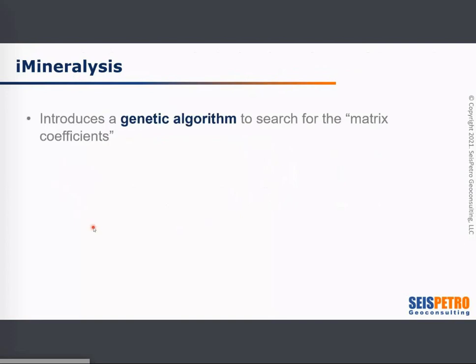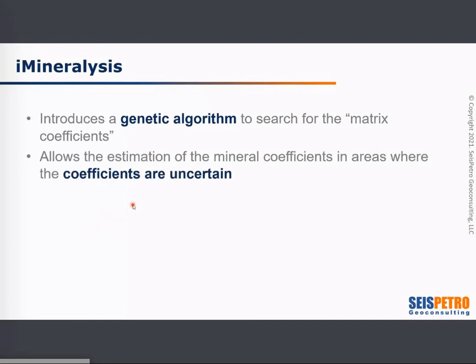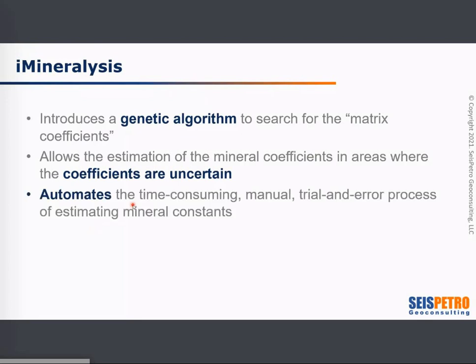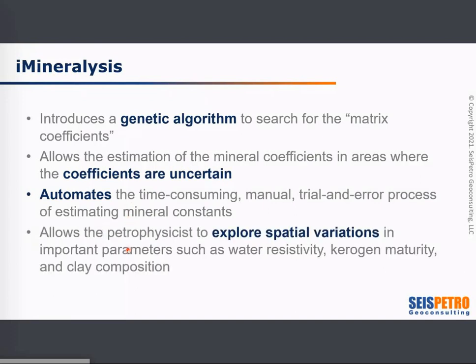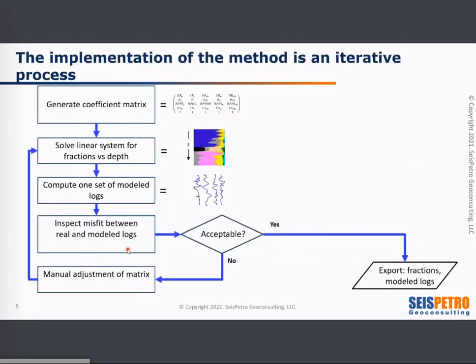So in summary, I'm going to give a summary of iMineralysis now, and then I'm going to explain how we do it. It introduces a genetic algorithm to search for the matrix coefficients. It allows the estimation of those mineral coefficients in areas where the coefficients are uncertain. It automates the time-consuming manual trial and error process of estimating the mineral constants. And because of all that, it allows the petrophysicists to explore spatial variations in important parameters such as water resistivity, kerogen maturity, and clay composition.